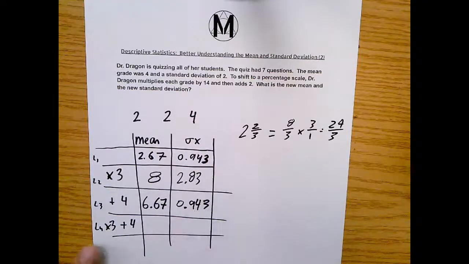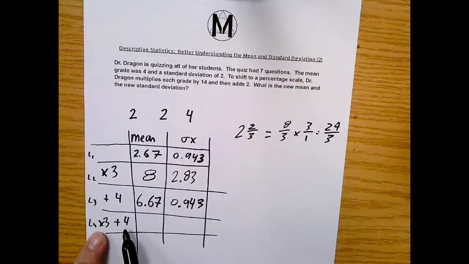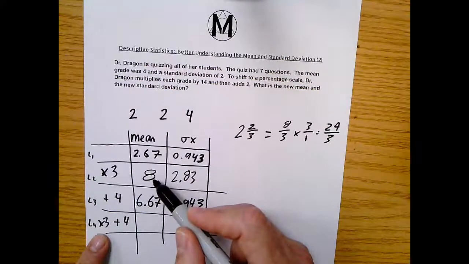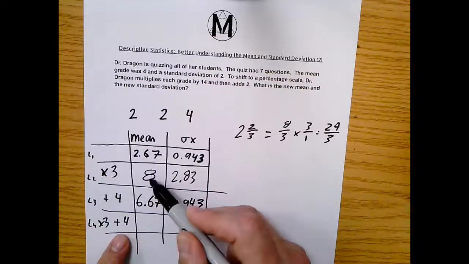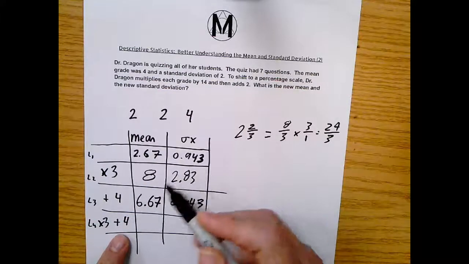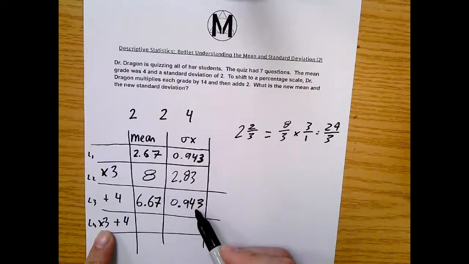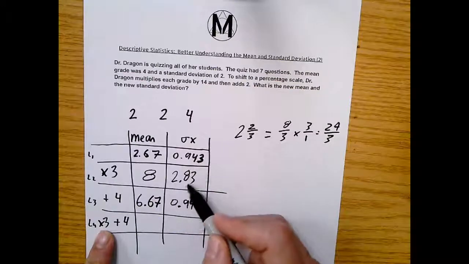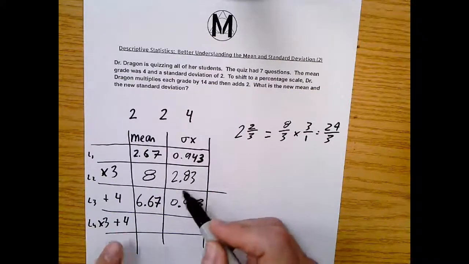Okay, so maybe we can make a prediction right here. If I want to multiply by 3 and add 4, well, when I multiplied by 3, this mean tripled, to 8. And then when I added 4, it just goes up by 4. So maybe it'll be 12, right? Not a bad guess. And if I'm guessing over here, I'm thinking the standard deviation is going to multiply by 3 to get this number, and then when I add, it doesn't change. So I think my standard deviation is going to be 2.83.